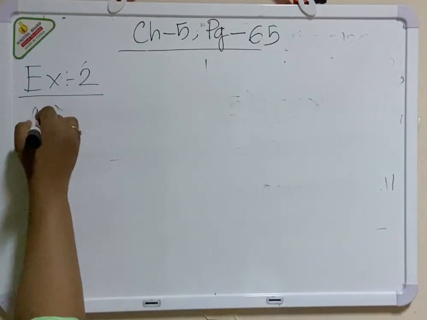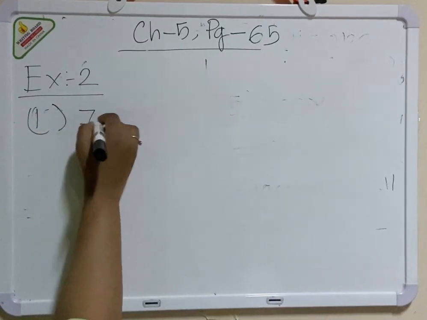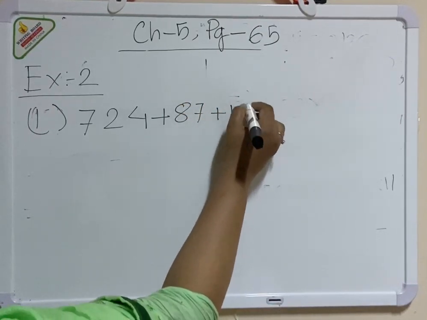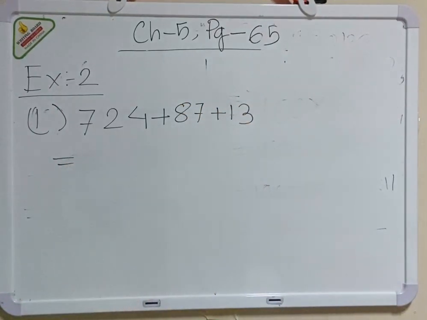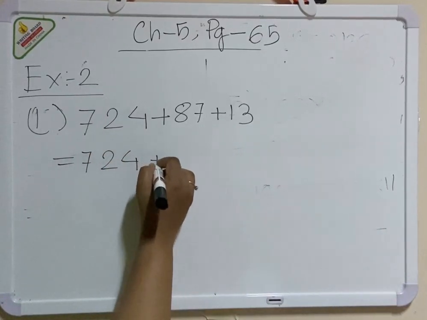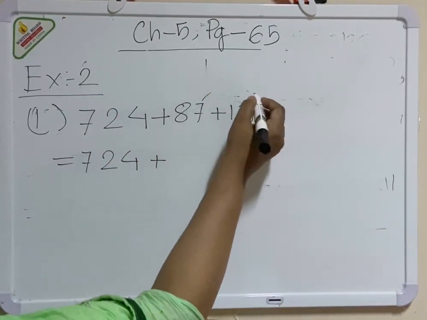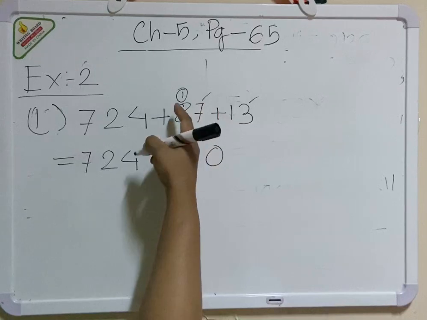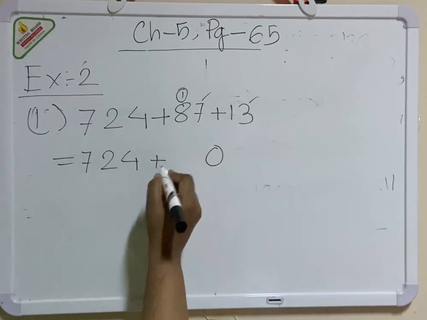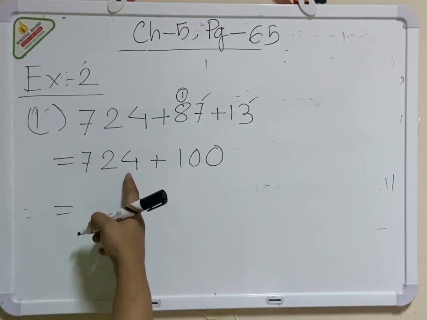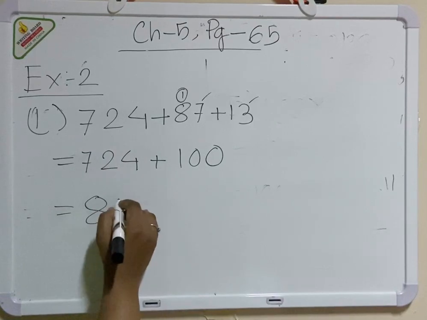Now exercise number 2, question one: 724 plus 87 plus 30. You'll tell, madam, I'll do 4 plus 7 plus 3. No, I don't tell that. Keep the big number like that. Add these small numbers: 7 plus 3 is 10. 1 is going up. 1 plus 8, 9. 9 plus 1, 10. That is 100. 724 and 100, that is 824.